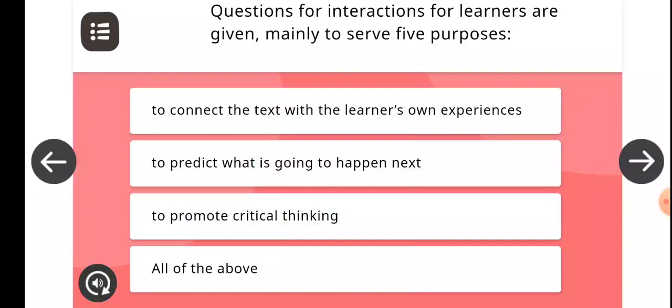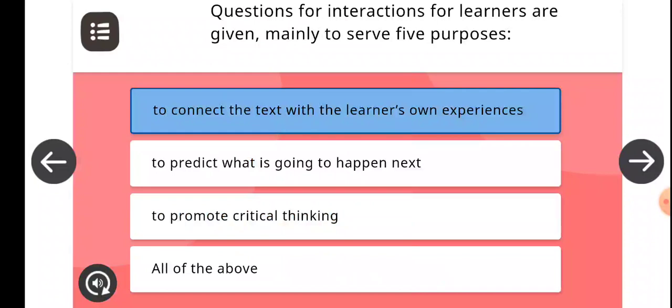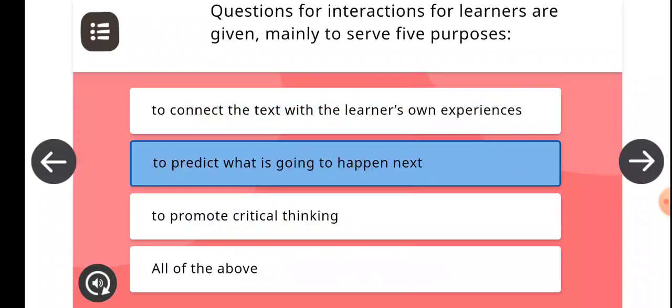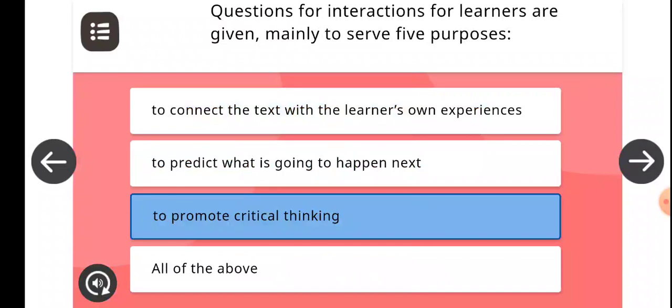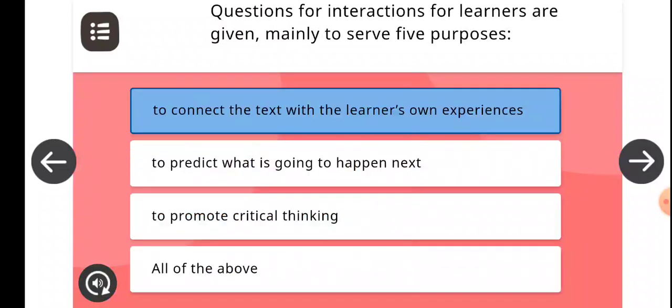Next, questions for interaction for learners are given mainly to serve the purpose of what? While we do interactions, there must be questions from the speaker and from the listeners. While this interaction happens, it helps to connect the text with the learner's own experience, or to predict what is going to happen next, or to promote critical thinking. All these three are considerable answers.